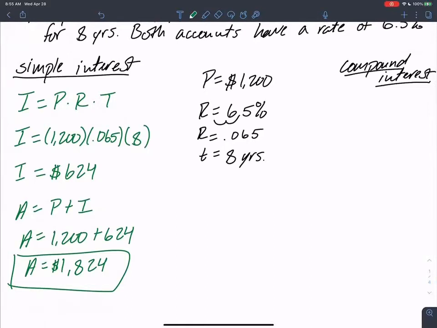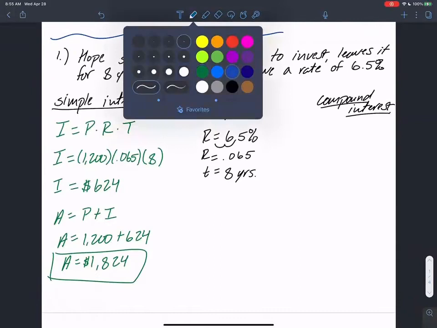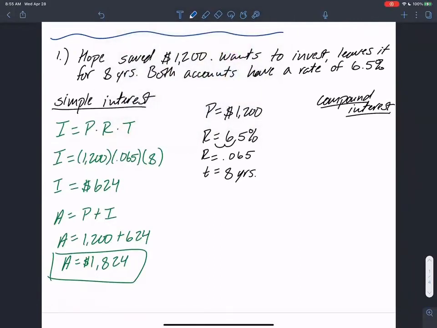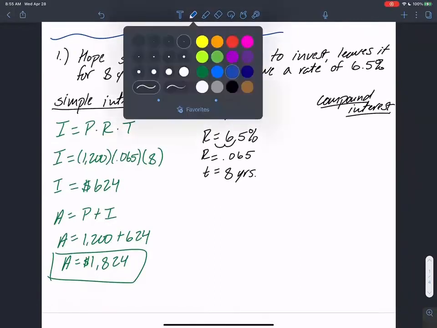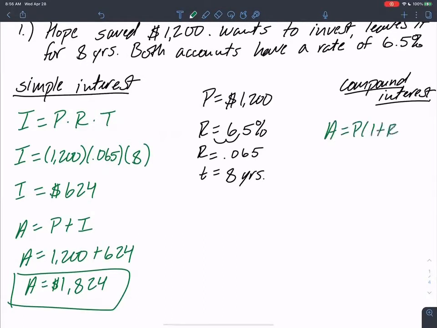Now, we need to compare that. So let's go ahead and compare that to the other one. All right. And our formula here is A equals principal times 1 plus rate, to the power of time.